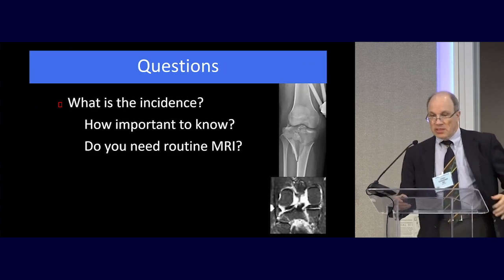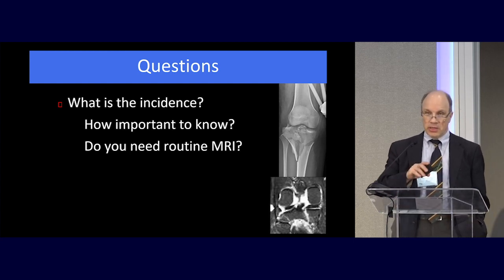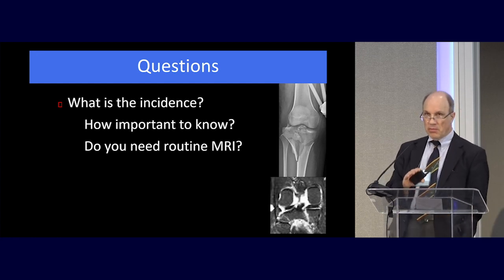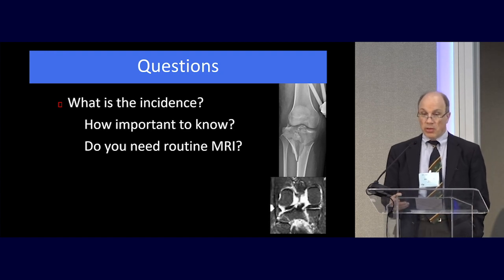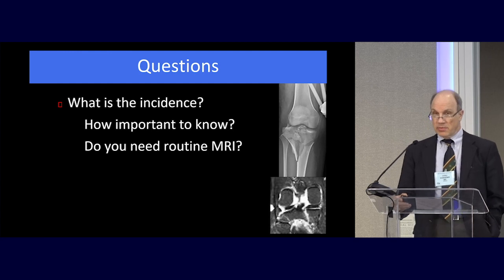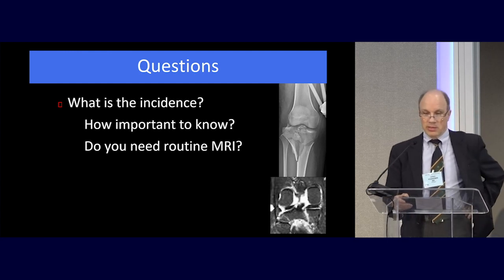Number one, what is the incidence of associated meniscal and ligamentous injuries? Again, when we say soft tissue injuries, we are not talking about the skin or other things. We are talking about meniscus and ligament injuries around the knee. How important is it to know? Because as trauma surgeons, a lot of times it doesn't show up on the x-ray, so it doesn't exist necessarily, and we don't pay too much attention.